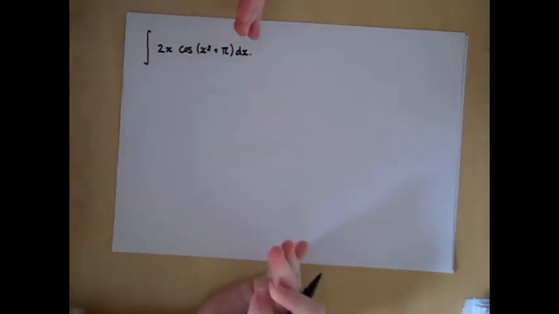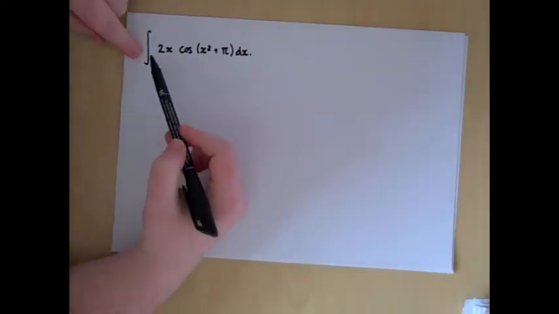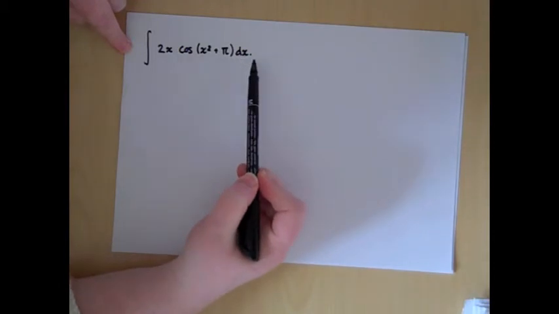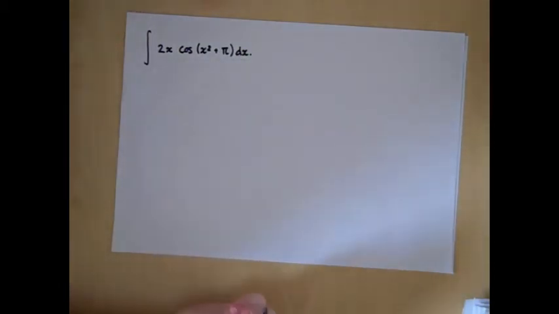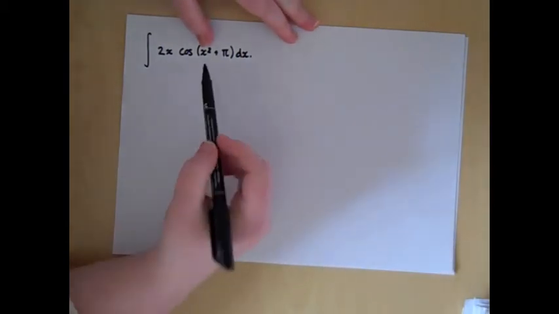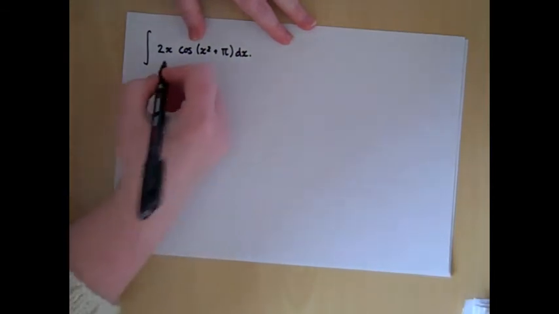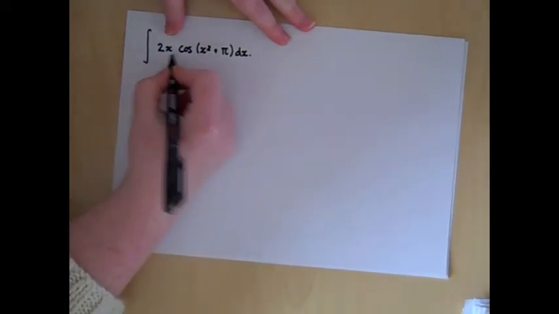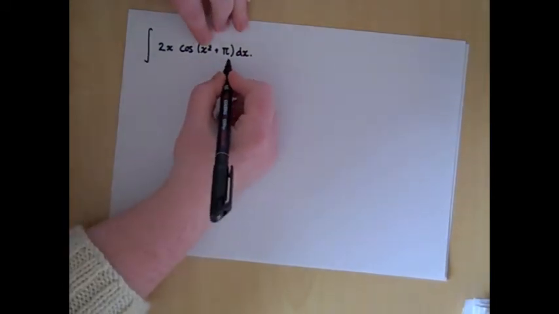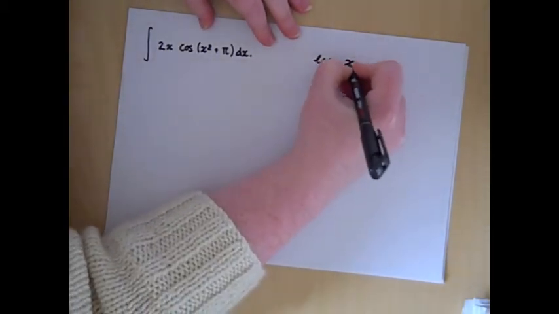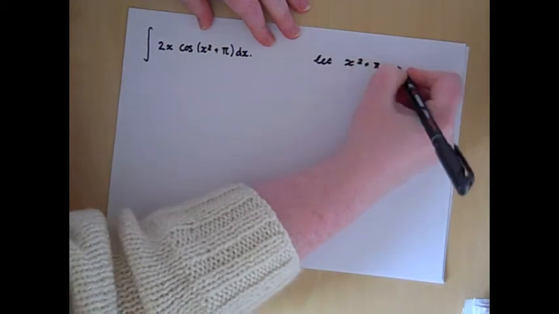Okay, so now a new question. This time I've got 2x multiplied by the cos of x squared plus pi dx. And I've not been told the substitution. So the first thing to always start is, well, if we've got something that looks like the differential of something else here. And so I'm saying that this 2x is the differential of x squared plus pi. So I'm going to say, let x squared plus pi equal u.